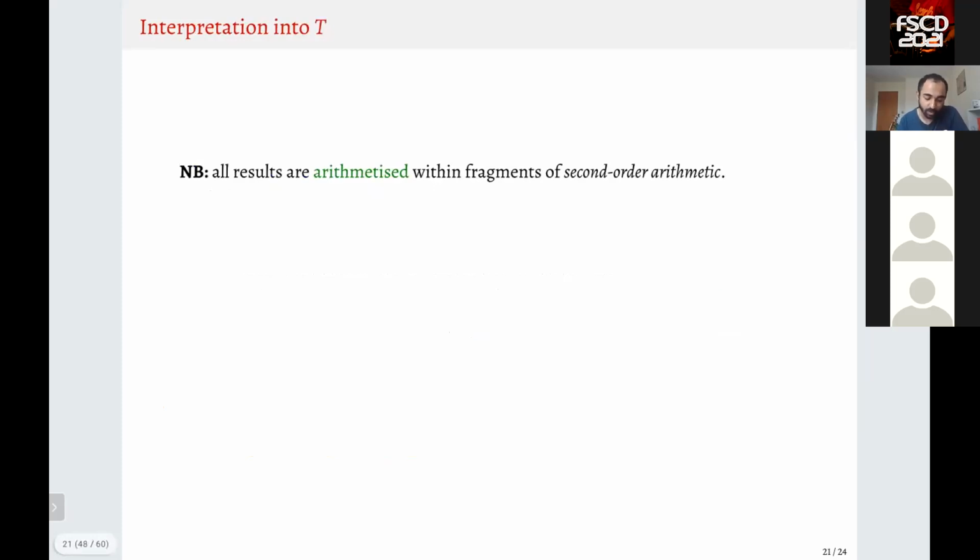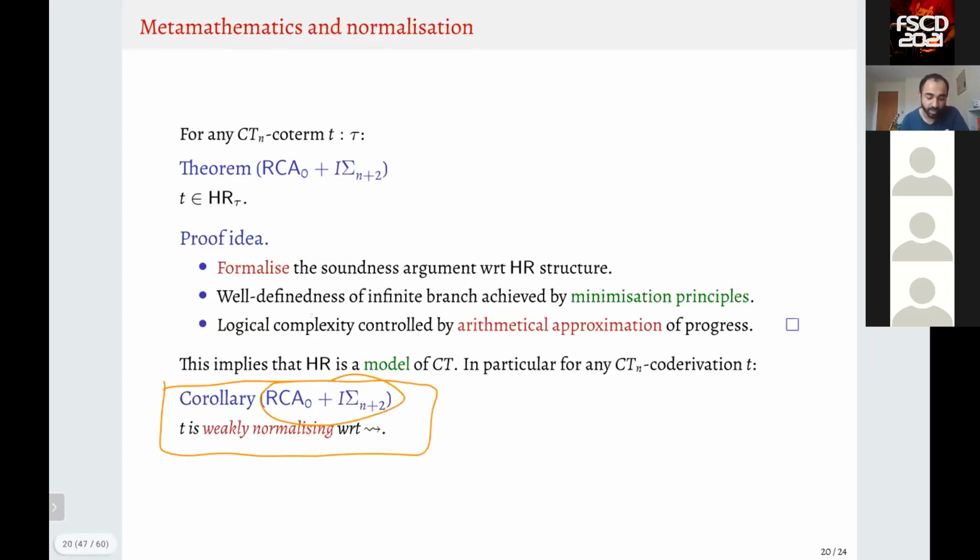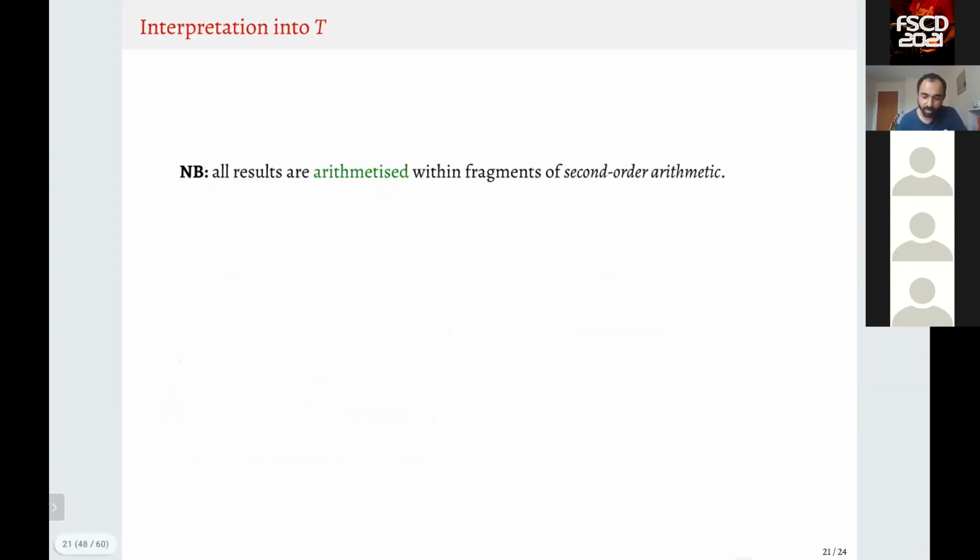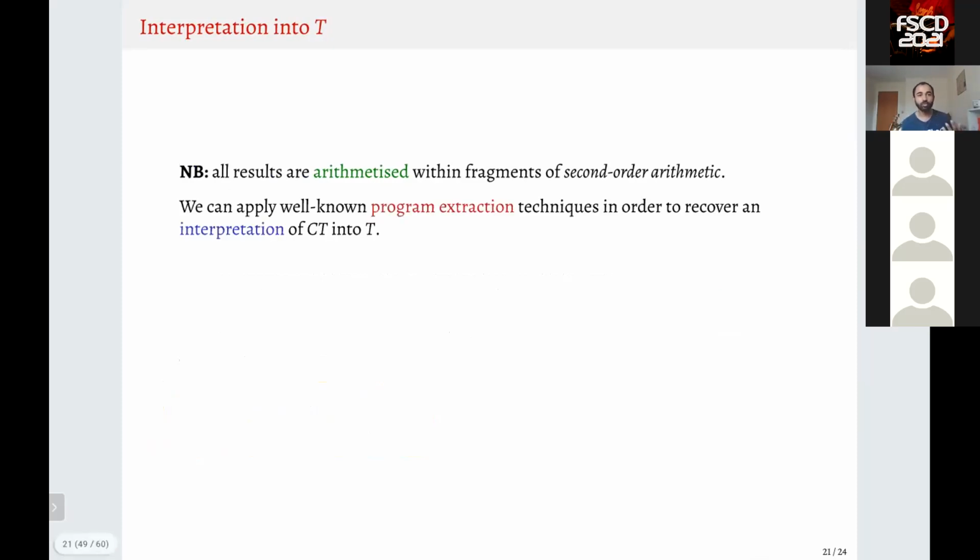And now I want to point out why I'm writing all these weird annotations in brackets. This is not just because I'm a meta-mathematical nerd, which does happen to be the case, but there's actually a good reason for it. Since we've arithmetized these results within appropriate fragments of second-order arithmetic, we can apply very well-known program extraction techniques, indeed the dialectica interpretation of Gödel himself that I mentioned at the start of the talk.